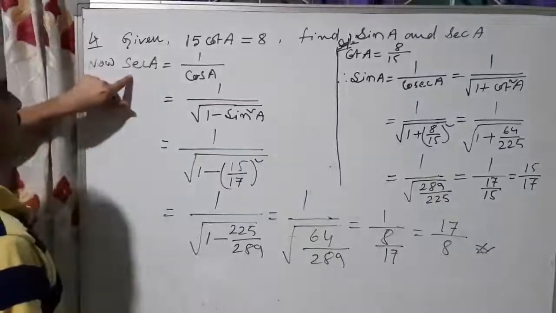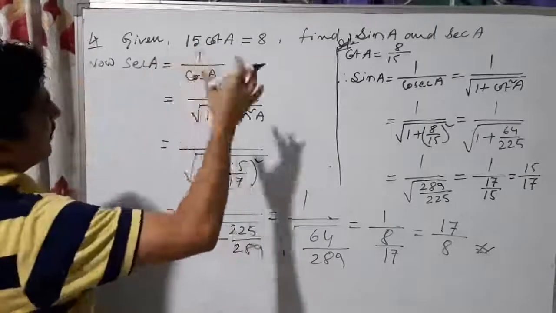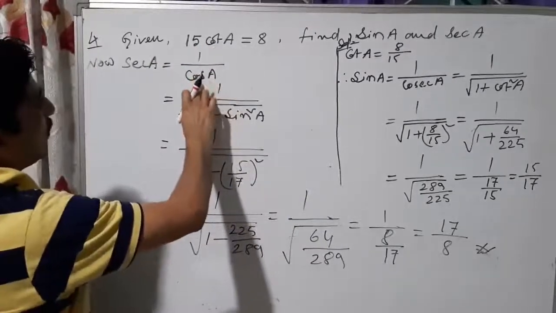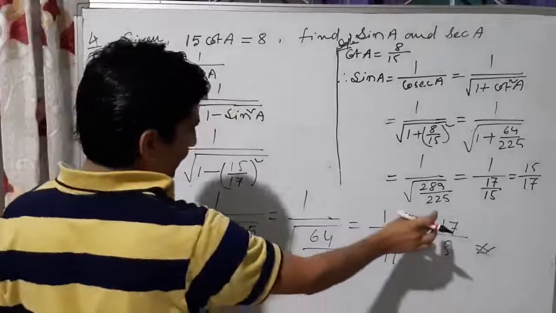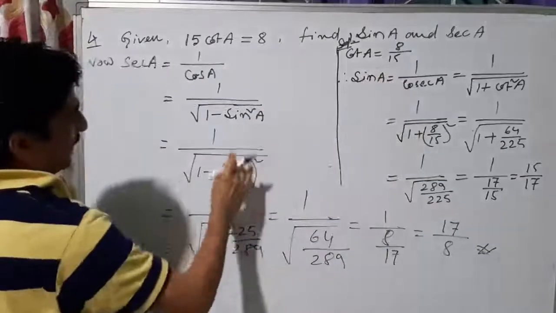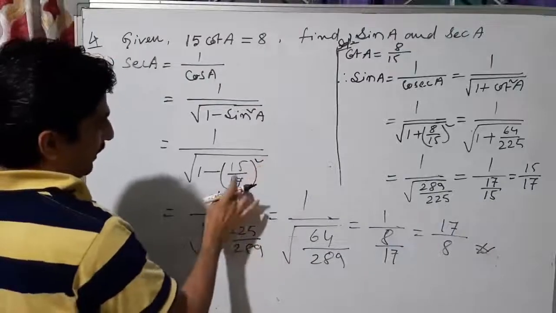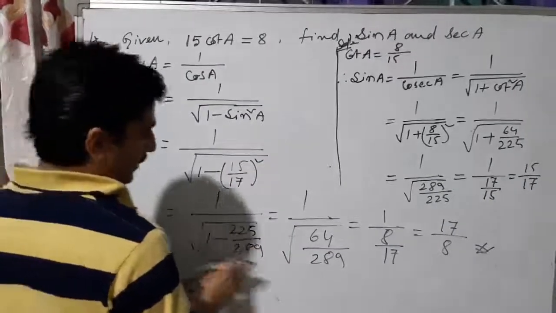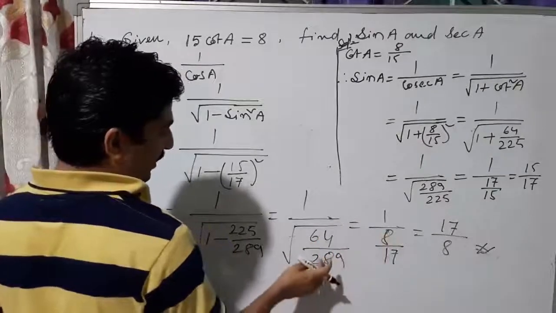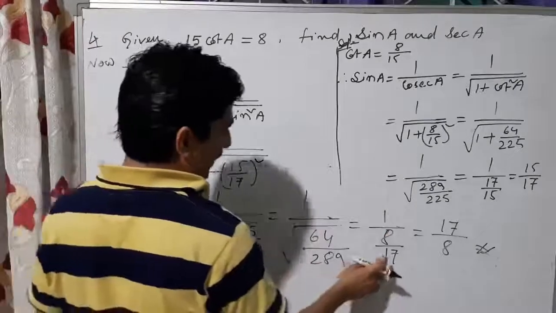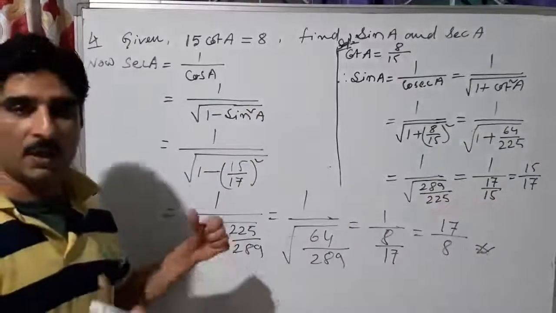Now the second one is sec A. Sec A is the reciprocal, 1 by cos A. Now cos we can write in quadratic form as square root of 1 minus sin square A. The value of sin we have is 15 by 17, so 15 by 17 goes in place of sin. Sin square is 15 square, 225, over 17 square, 289. Taking the LCM, this will be 289, so 289 minus 225 is 64. The square root of 64 is 8 and the square root of 289 is 17. That is 1 by 8 by 17, which is 17 by 8. So this way also you can try.